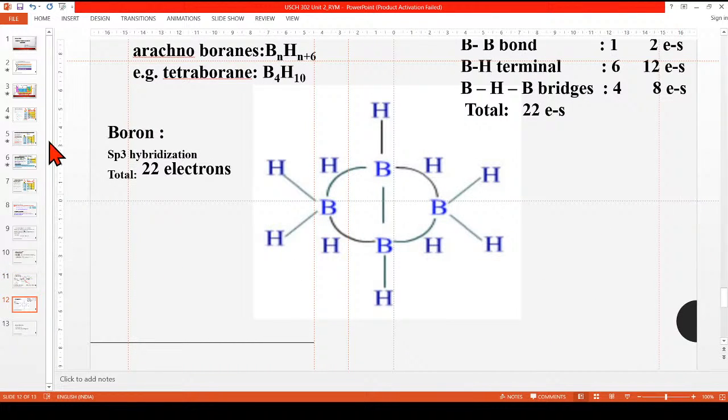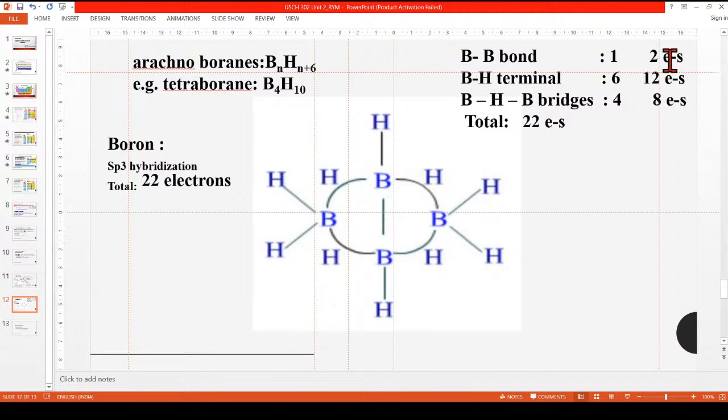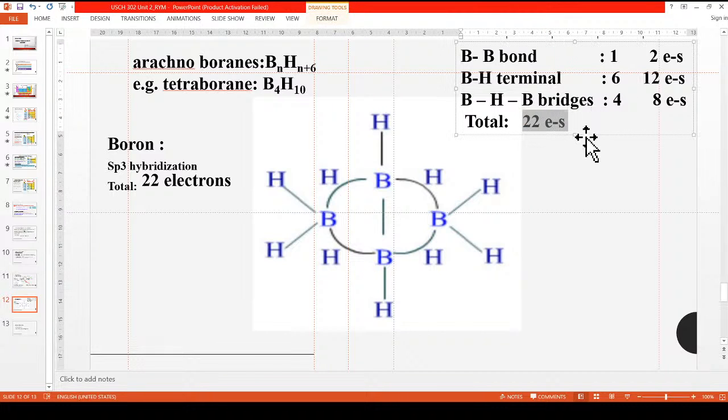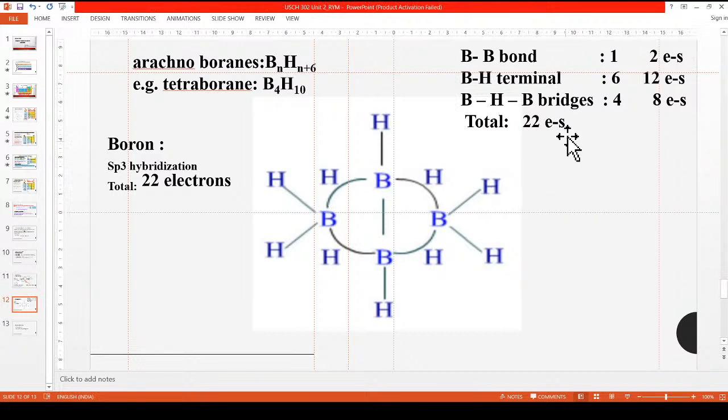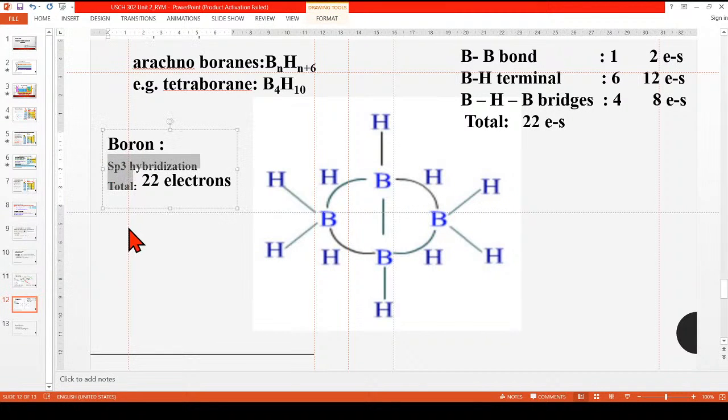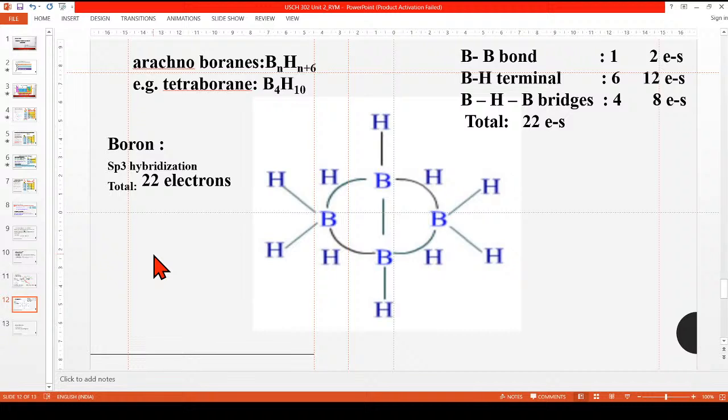Then tetraboron में भी स्ट्रक्चर्स याद में रखो. बोरॉन बोरॉन बॉन्ड्स 1 एक ही है. बोरॉन हाइड्रोजन बॉन्ड 6. Boron hydrogen boron bridges are 4. Total electrons involved are 22. Again this is an electron deficient compound. Boron undergoes sp3 hybridization.